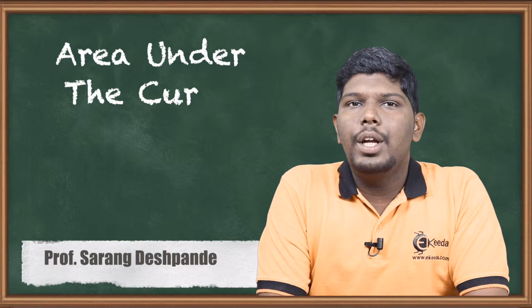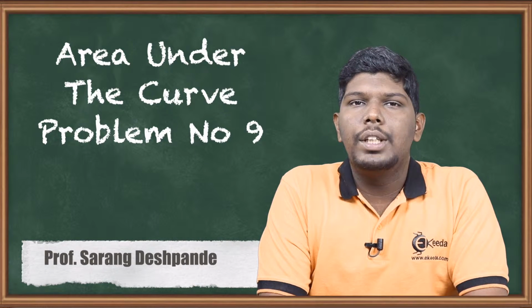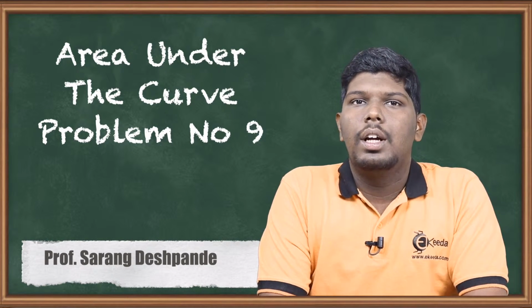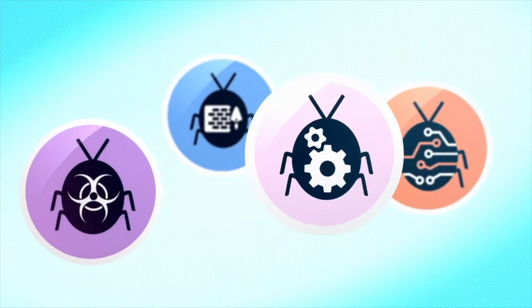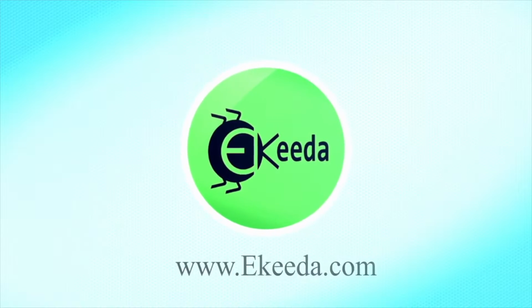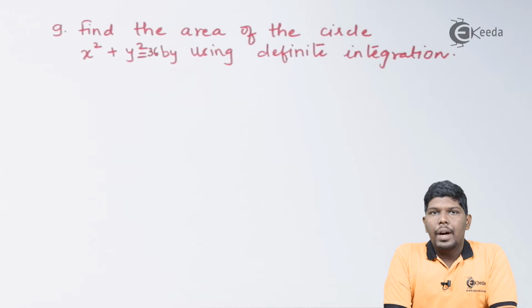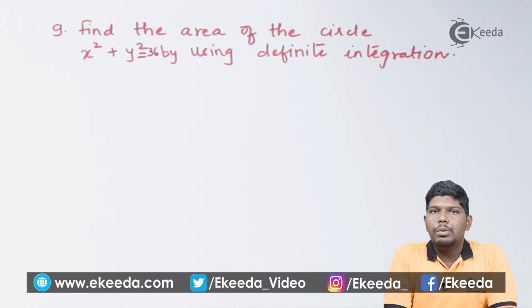Hello friends, in this video we are going to see one more problem which is based on area under the curve. Let us start with problem number 9. Find the area of the circle x square plus y square is equal to 36 using integration.